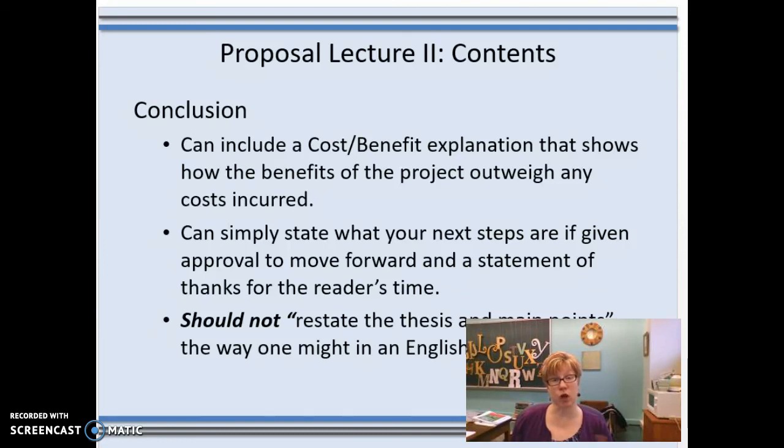Conclusion can include cost-benefit, and it's a good idea for those of you in senior design to do cost-benefit, and this is where it would go. It should not restate the thesis and main points like an English essay. Instead, you're saying, with permission, I will pursue this project, and you go forth from here.